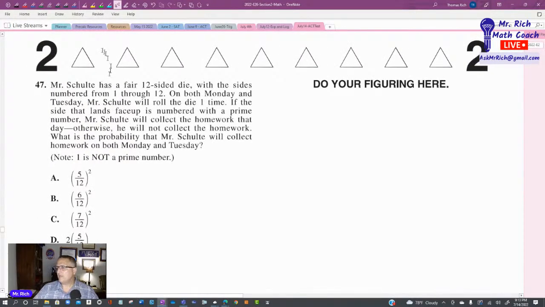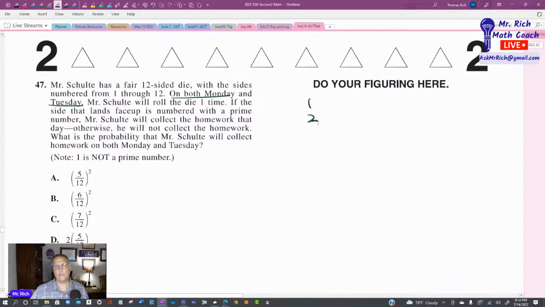All right, 47. Mr. Schulte has a fair 12-sided die with the sides numbered 1 through 12. On both Monday and Tuesday, Mr. Schulte will roll the die one time. If the side that lands face up is numbered with a prime number, Mr. Schulte will collect the homework that day. Otherwise, he will not collect the homework. What's the probability that Mr. Schulte will collect homework on both Monday and Tuesday?